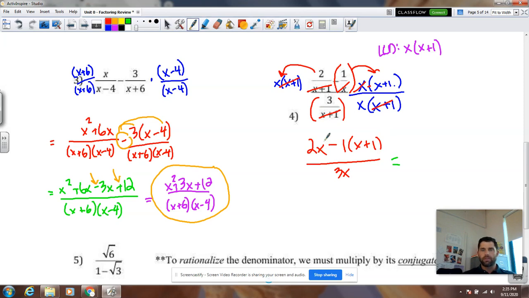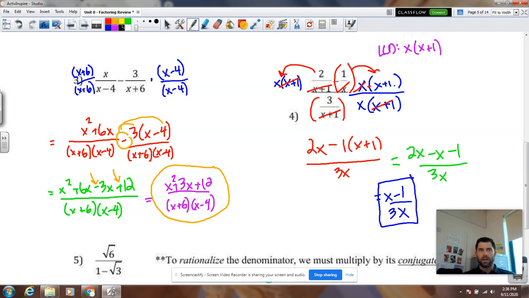But now we're just going to combine like terms. So I have 2x minus x minus 1 over 3x. We combine a little bit of like terms. We're left with x minus 1 over 3x. Nothing else can divide out.